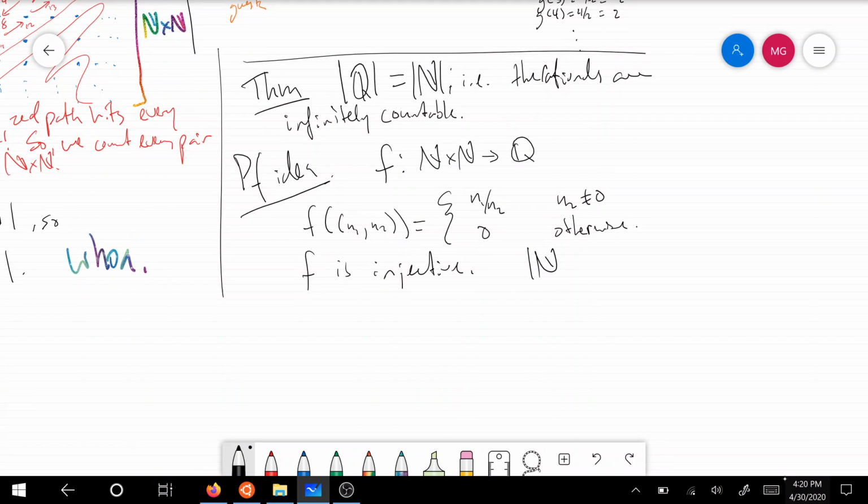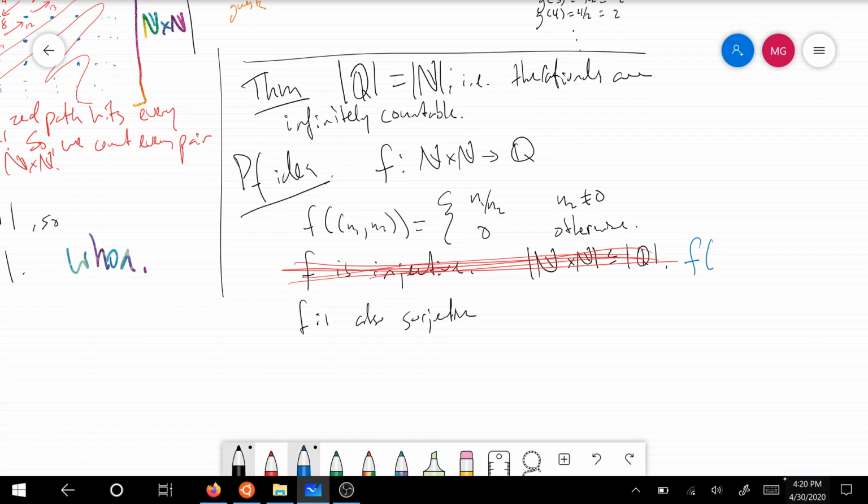So that means the cardinality of n times n is no larger than the cardinality of q, of the rationals. f is also surjective. Every rational can be formed as the fraction of two numbers. In fact, f hits a bunch of extra numbers. So this, injective is actually not correct. It is not injective, because, for example, f of 2, 2 equals f of 4, 4. So sorry about that. f is not injective.